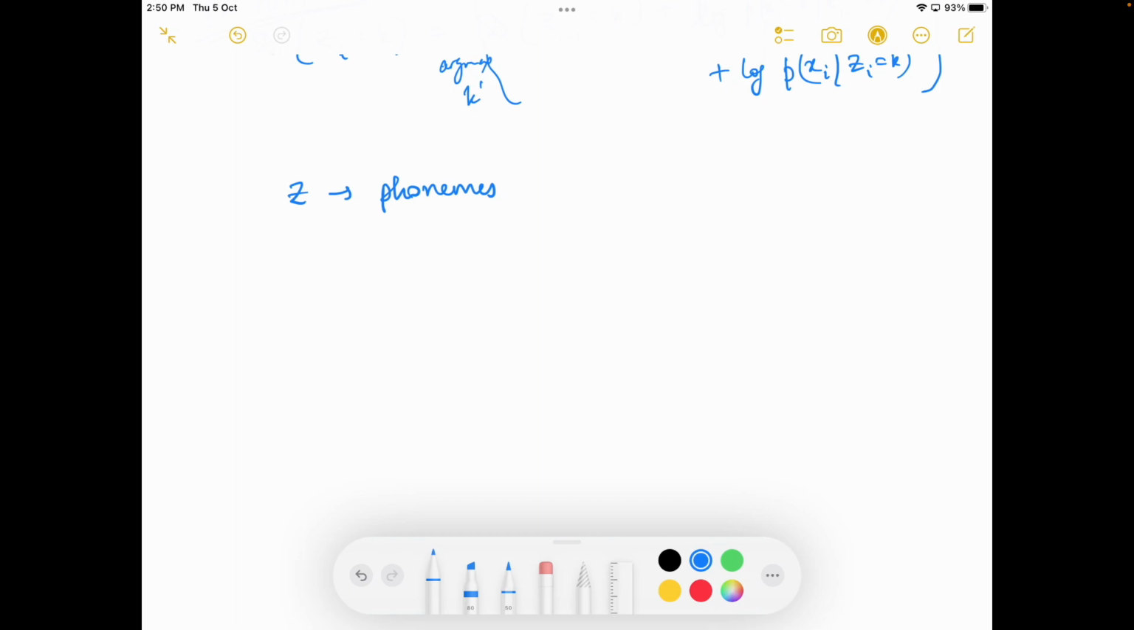Can you give an example? Some phoneme which is there in English but not there in Hindi? Okay, think about it. We'll have a class on linguistics very soon.